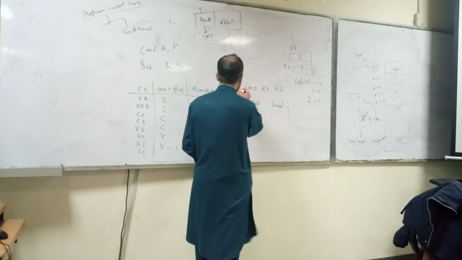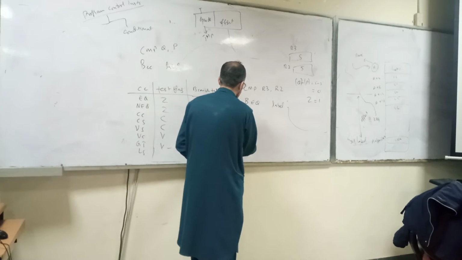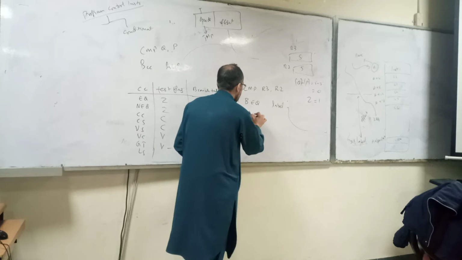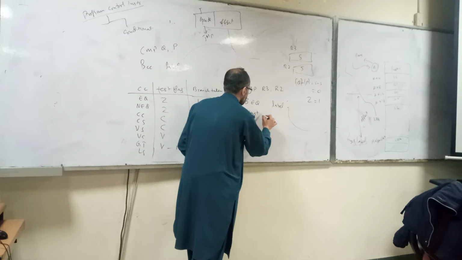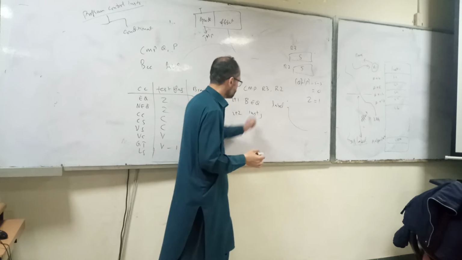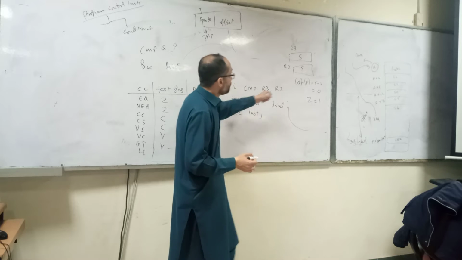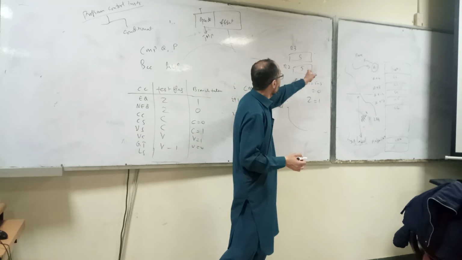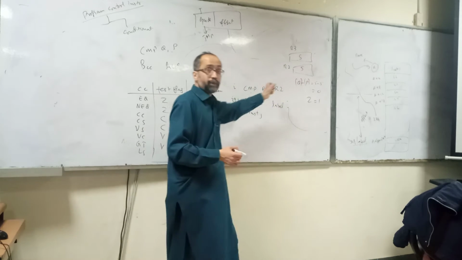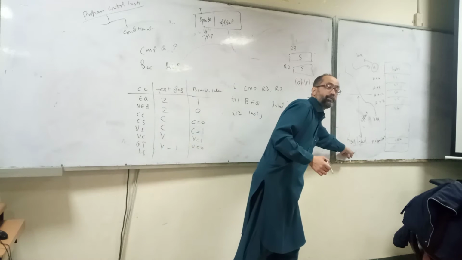So let's assume this is instruction I, this is I plus 1, and this is I plus 2, and this is instruction J. So if R3 and R2 are both equal, the branch will be taken and the control will be transferred.